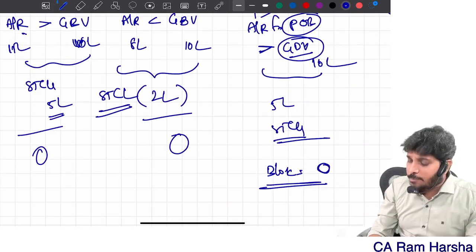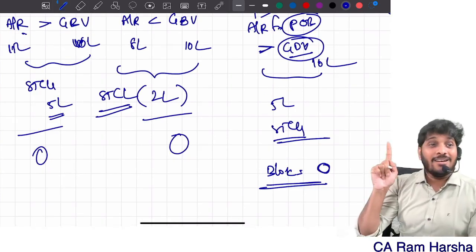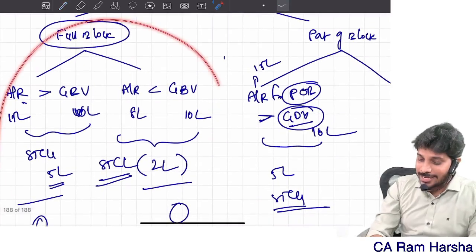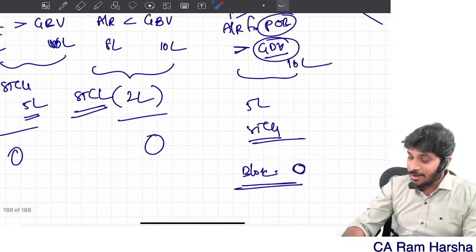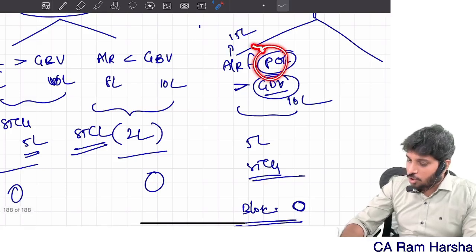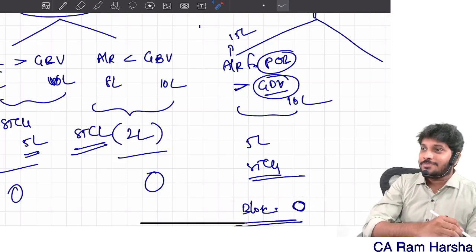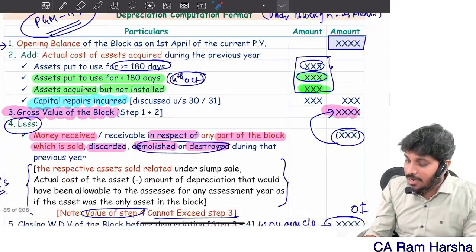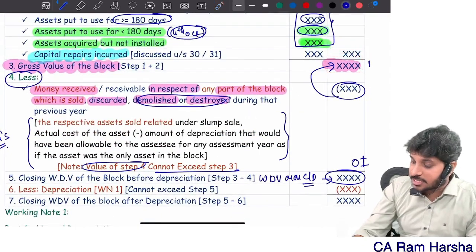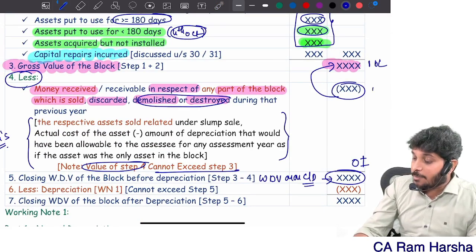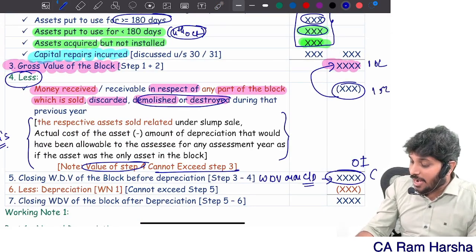But here, can I call block value 0? Why? Here, part of a block only you sold, but block is still there. But the point is value is not there. What is value in our format? Sir, gross block value. Right now we are discussing 10 lakhs. Part of a block is sold for 15, sir. Value is negative 5 lakhs.